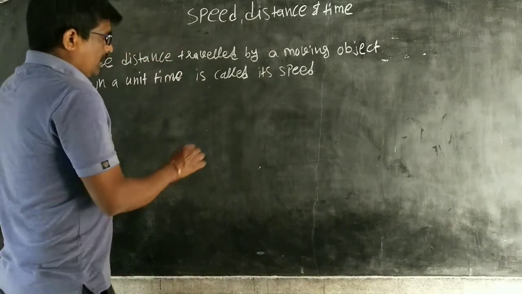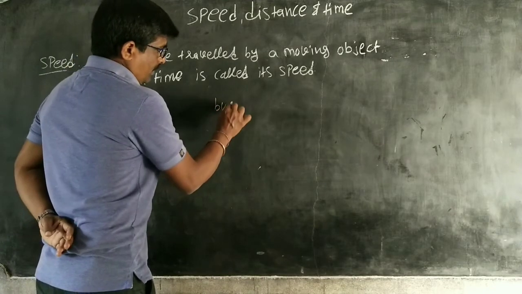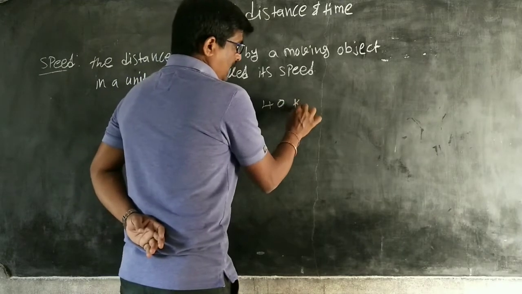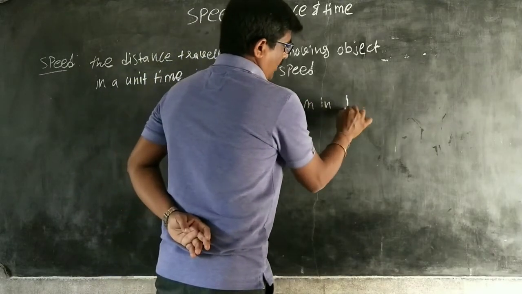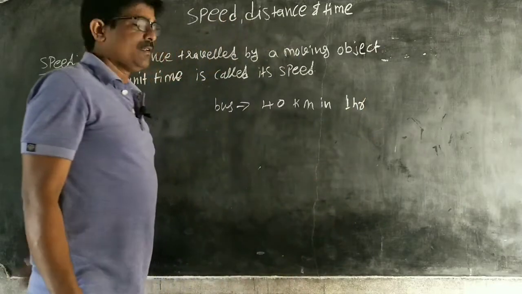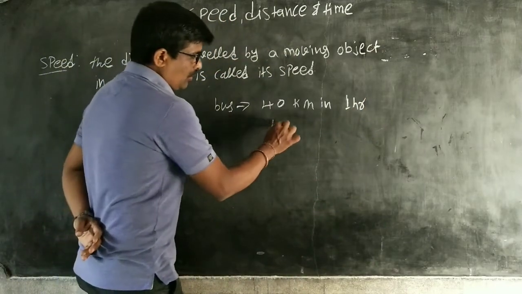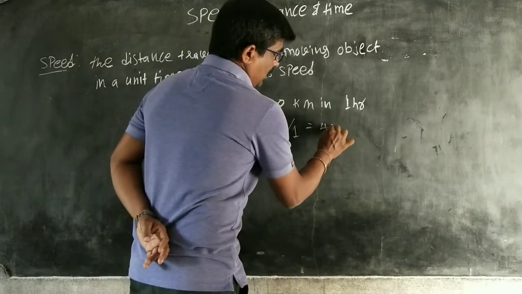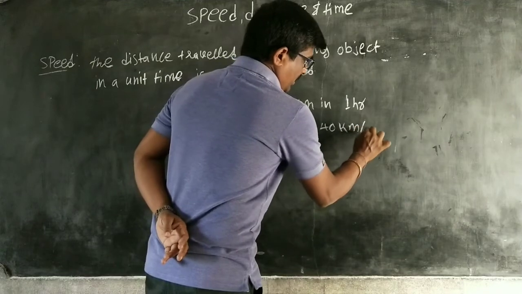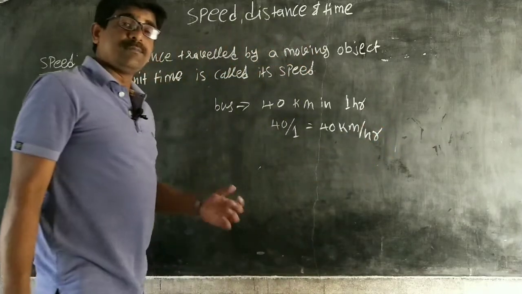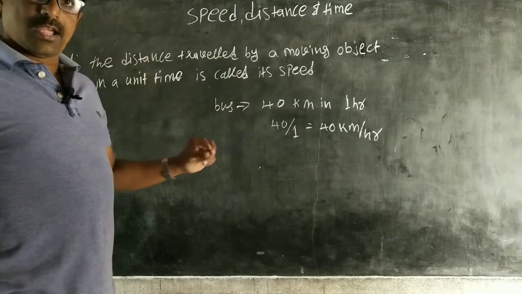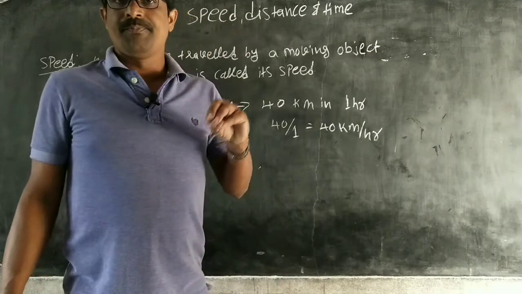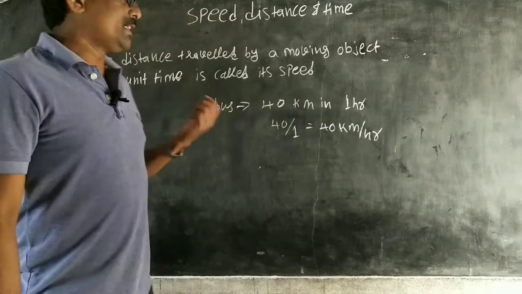For example, a bus traveled 40 kilometers in 1 hour. So what is the speed? It is equal to 40 by 1, or we write 40 kilometers per hour. What is its meaning? The bus traveled 40 kilometers in 1 hour. That is its meaning.